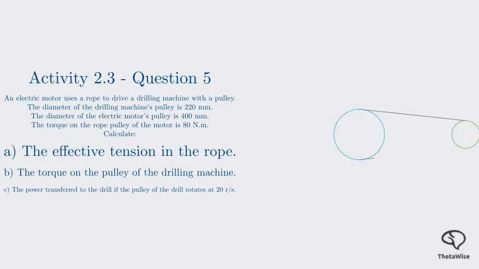Let's start by drawing the diagram as shown in the text. We have a larger motor pulley and a smaller drill pulley. The diameters are given as 400 millimeters and 220 millimeters. The torque on the motor pulley is 80 Newton meters, and the drill pulley rotates at 20 revolutions per second.